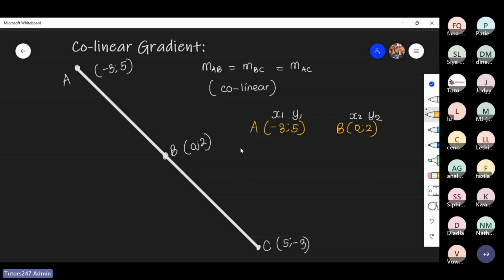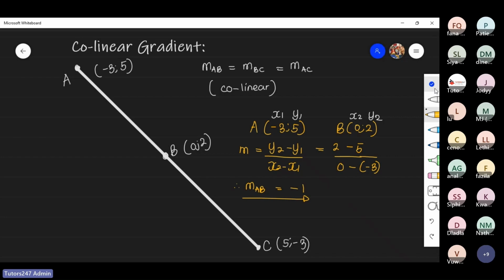So let us substitute into our formula: y2 minus y1 over x2 minus x1. From there, we can substitute our y2 value as 2, our y1 value as 5, our x2 value as 0, and our x1 value as -3. So we have the gradient of AB as equal to, let's put that into our calculator, 2 minus 5 over 0 minus -3. That gives us -1. So that is the gradient of AB.